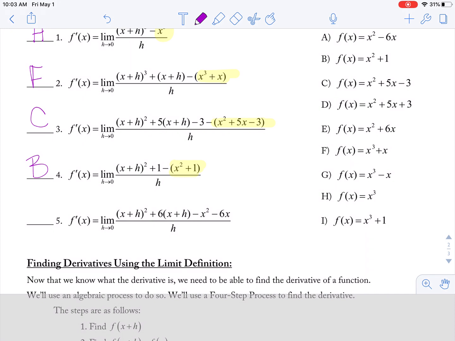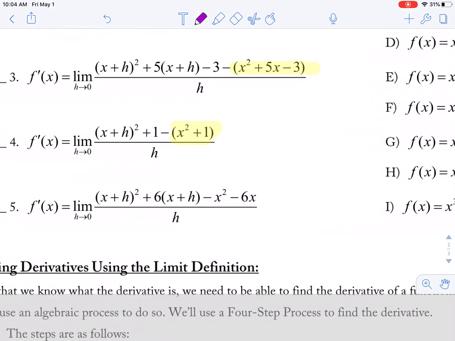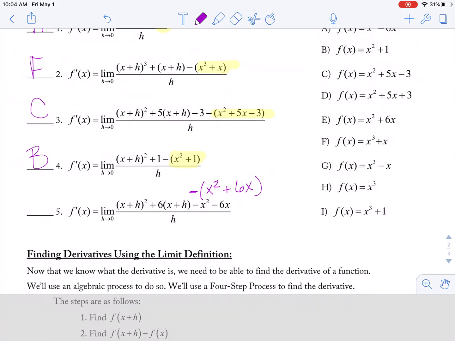Now, number 5 is a little tricky. There are no parentheses. So what you have to think about is you actually need to put those parentheses in. So if you were to subtract out, this is minus, this would be x squared plus 6x. And so now I have to look for the function on the right, that's x squared plus 6x. Don't forget to do that. And that would be E.